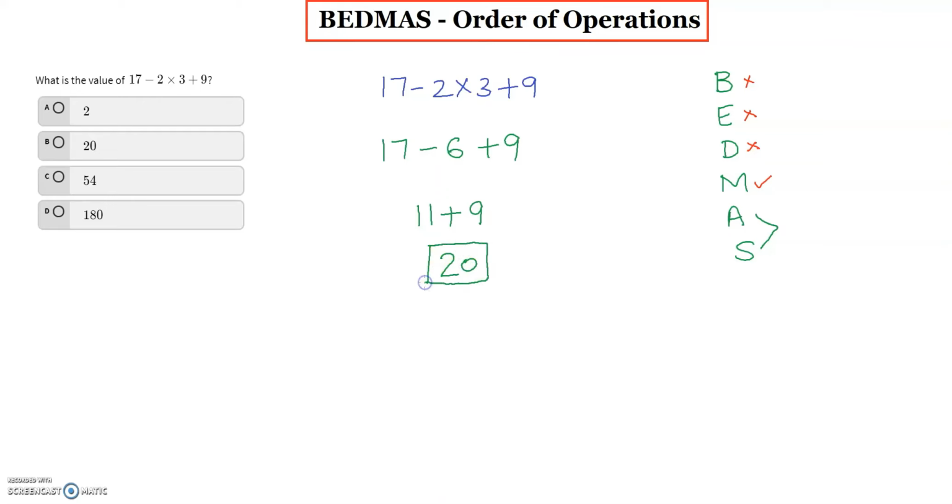So this is the final answer. And I can see in the options, option A is 2, option B is 20, option C is 54, option D is 180. Therefore, the correct answer is B.